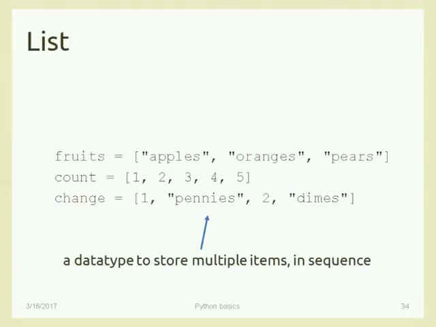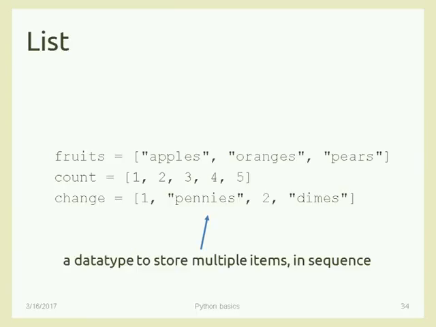Lists in Python are, we can say, the equivalent of arrays and similar structures in other programming languages. Lists start with a square bracket and end with a square bracket. Lists are a data type to store multiple items in sequence. And notice from these three examples that the data types can be mixed.